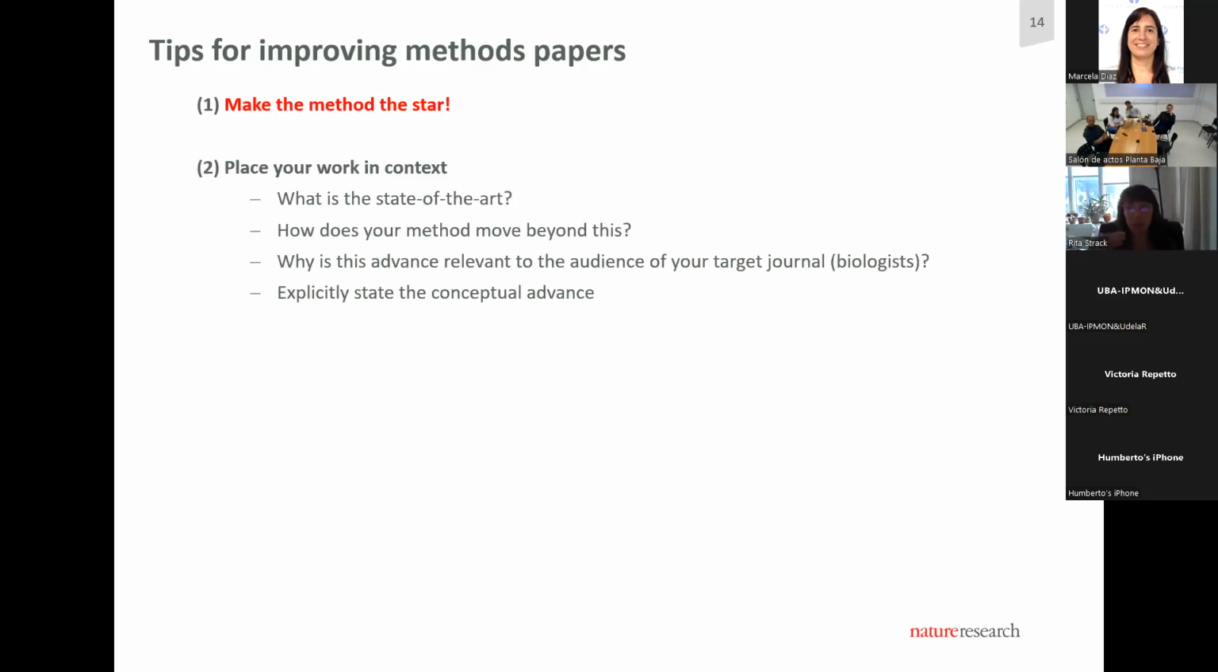And just starting things off, we'll go in order through a paper a little bit here. You want to start just by placing your work in context. Doing this well goes so far to making editors and reviewers happy. Tell us, what's the state of the art? How does your method move us beyond the state of the art? And why is this advance important to the audience of your target journal? So in our case, biologists.